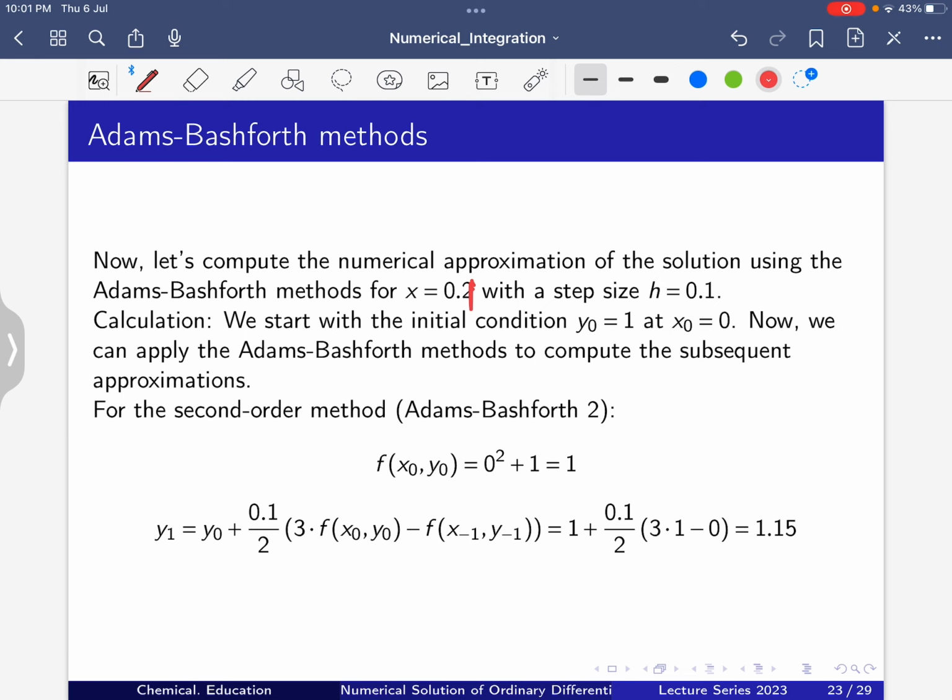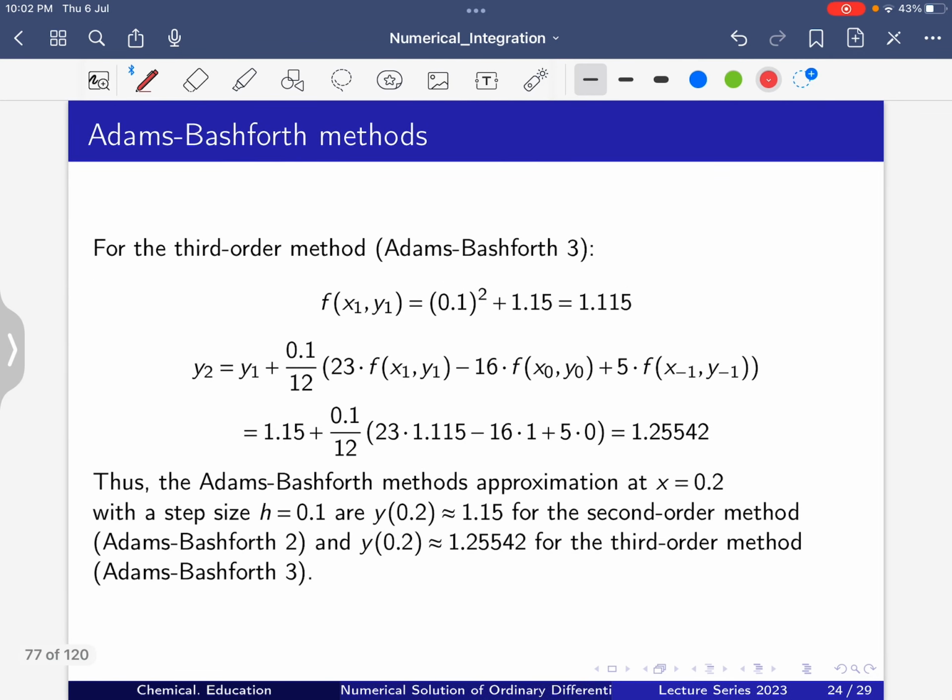Now for Adams-Bashforth second order, f(x0, y0) is 0 squared plus 1, which is 1, since we know that f(x, y) is x^2 + y. Now we can use the Adams-Bashforth second order method. So y1 = y0 + 0.1/2 [3 f(x0, y0) - f(x_{-1}, y_{-1})]. That term is 0, because we don't have values of x_{-1} and y_{-1}. So 1 + 0.1/2 times 3 times 1 gives 1.15. So with the Adams-Bashforth second order method, y1 will be 1.15.